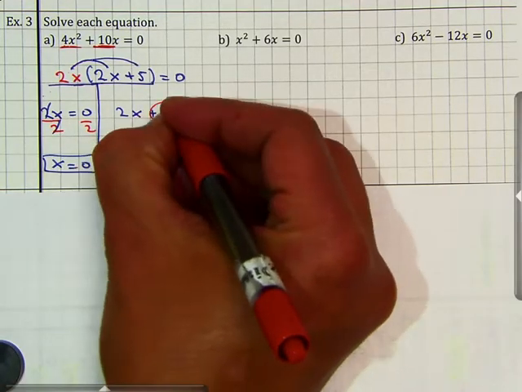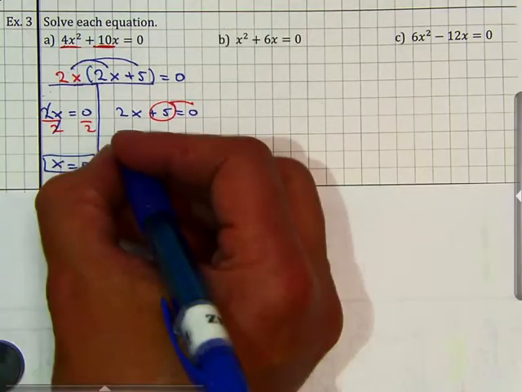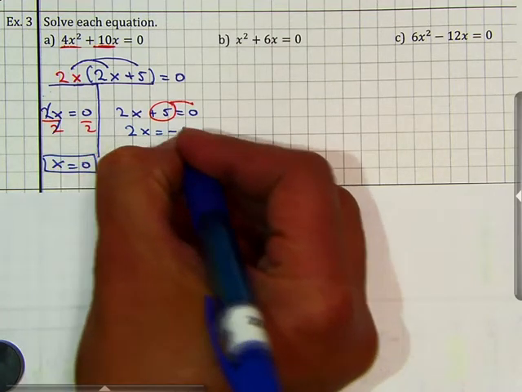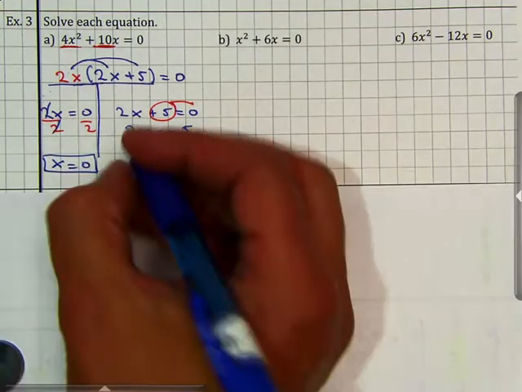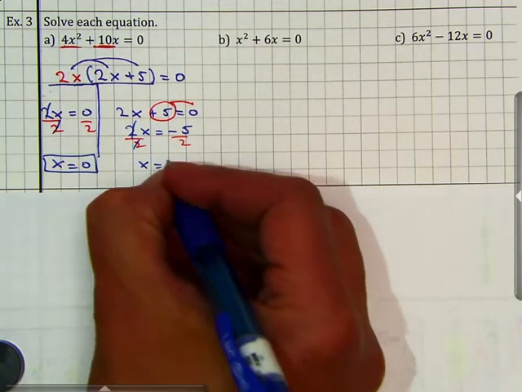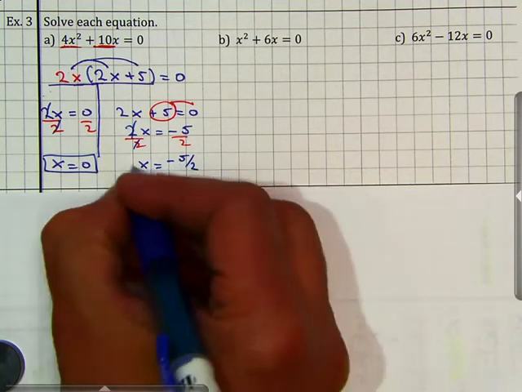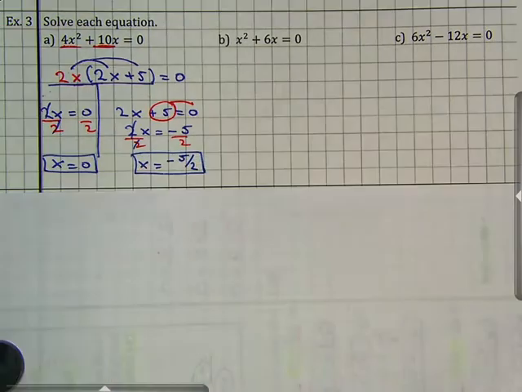Next, I'm going to move my 5 to the right to solve this equation. That gives me 2x equal to negative 5. Divide by 2, divide by 2. The 2's cancel, so therefore x equal to negative 5 over 2. And you can leave it as an improper fraction. Those are our solutions for the quadratic equation.